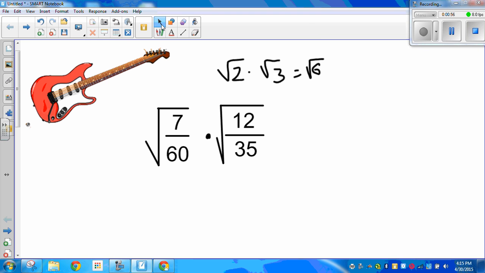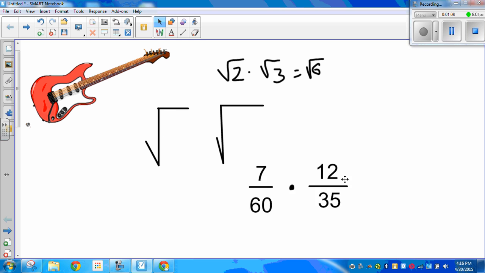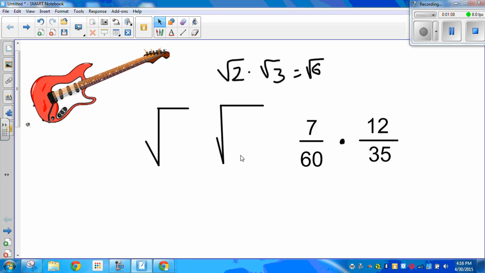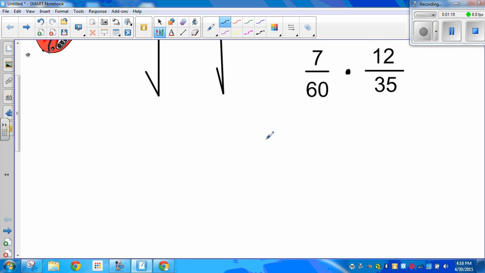Now, in order to understand how to multiply 7/60ths by 12/35ths, it's important to know how to multiply those fractions without the square root in the first place. So what we're really talking about is not a square root problem. We're talking about a fraction problem. And before we get to this guy, let's start with an easier example. Maybe a 1/2 times a 1/3. That's a really basic example. But we need to multiply the tops by the tops and the bottoms by the bottoms.